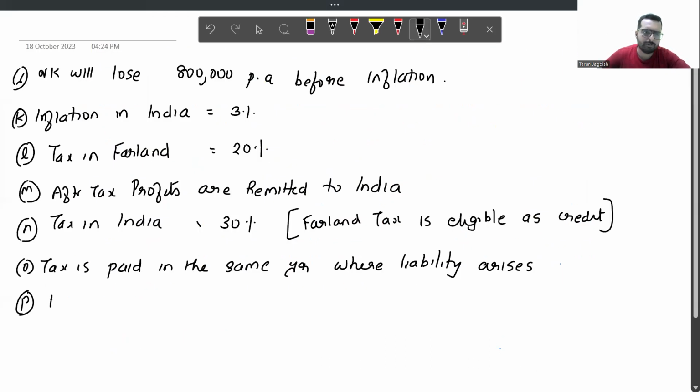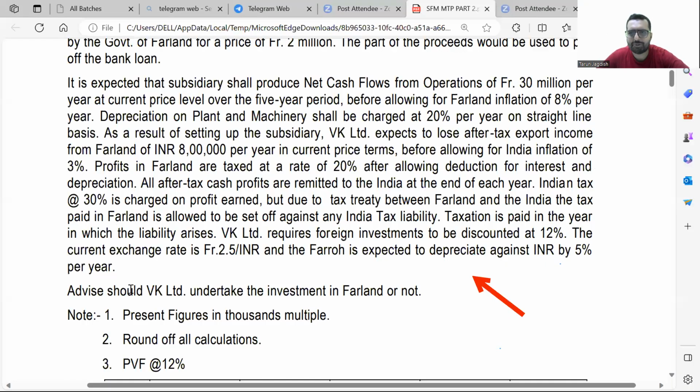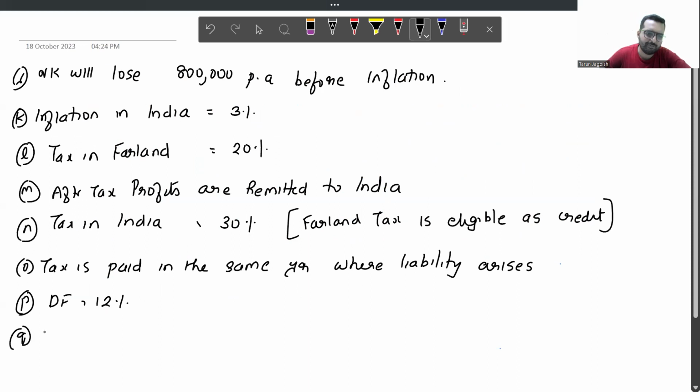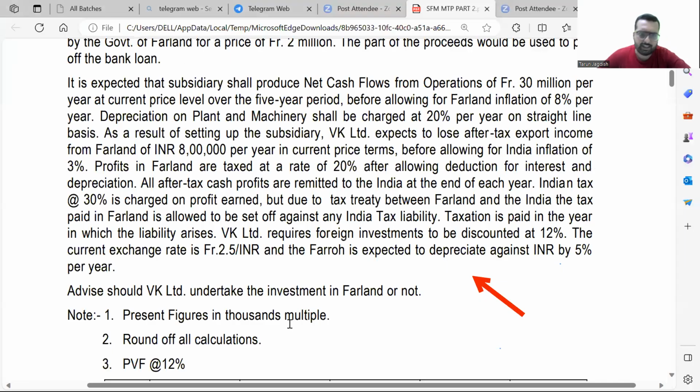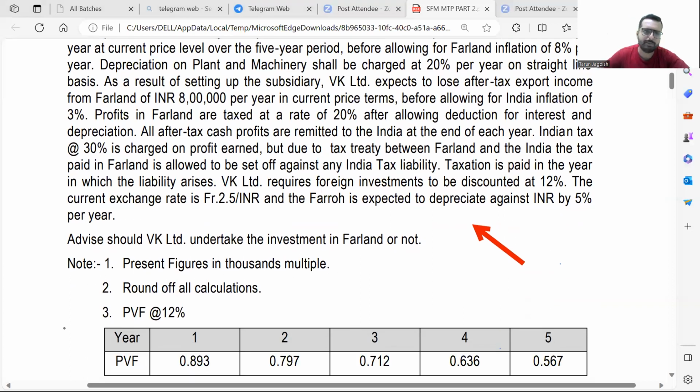Discount factor 12%. Friends, we are still only at the basic data. The current exchange rate is 2.50 franc FR per rupee. Correct? And the FR is expected to depreciate against INR by 5%.